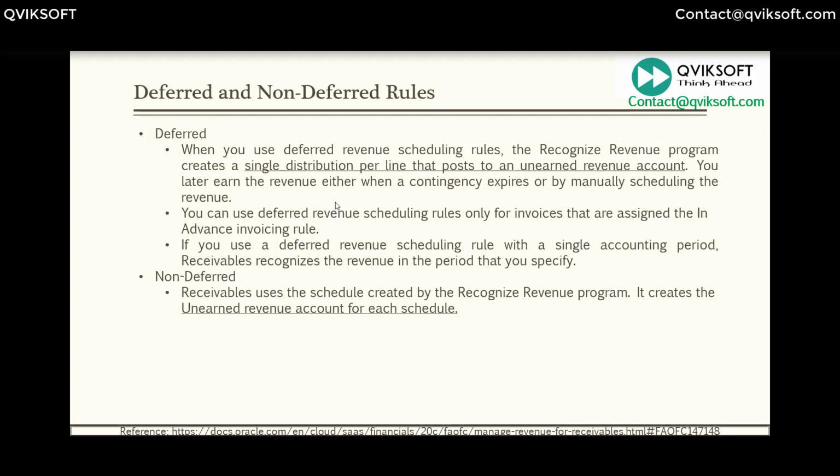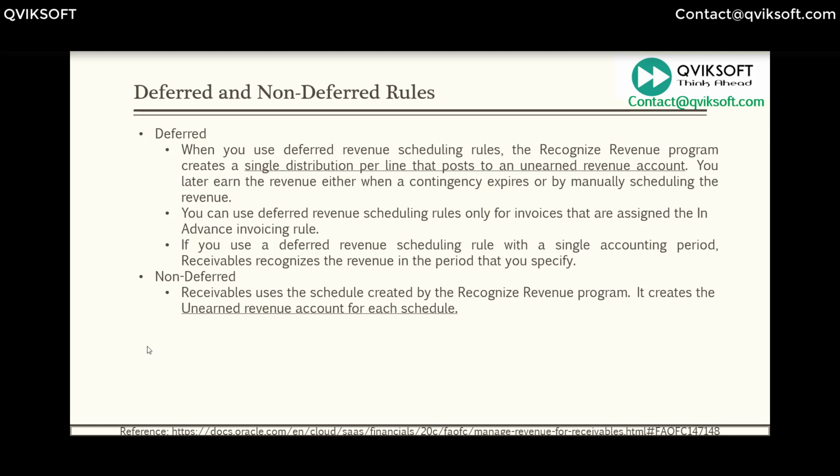If I have a 12 month schedule, in this example you create 12 unearned revenue lines. That's a key difference here. And then, to move from unearned to earned, you have to either handle it via contingency or manually schedule the revenue. Here it will be done by the revenue recognition schedule.